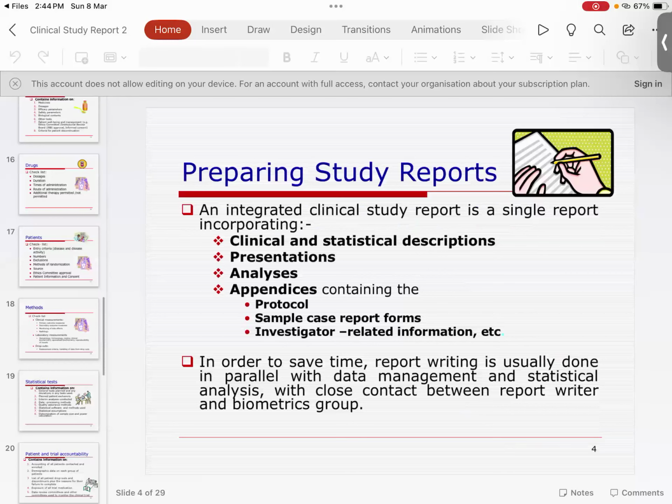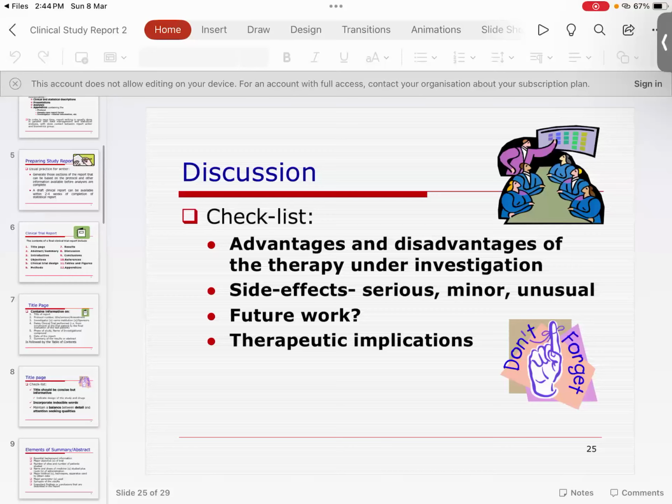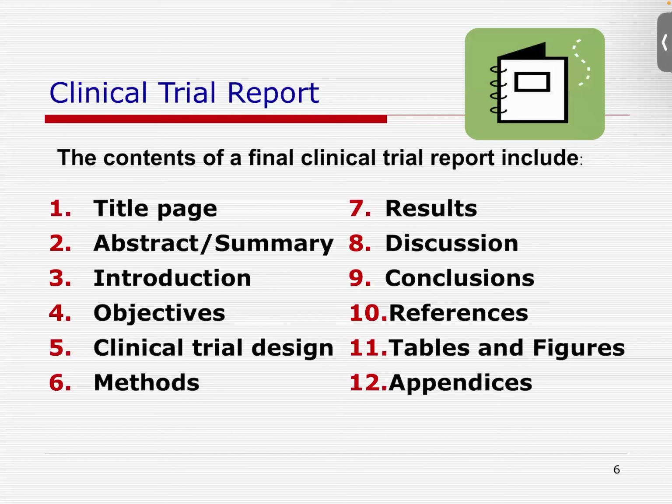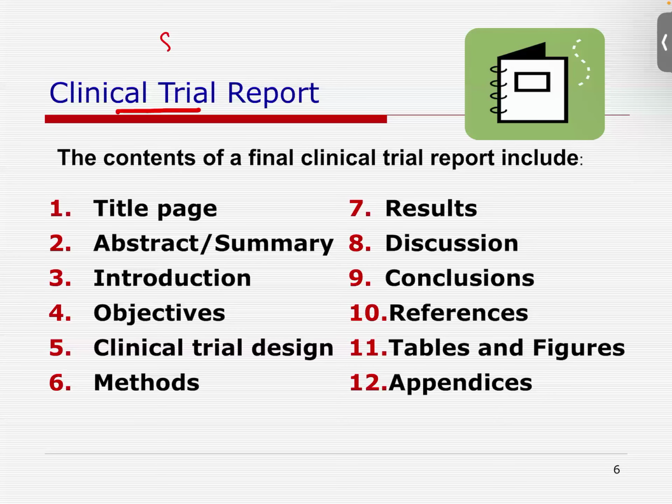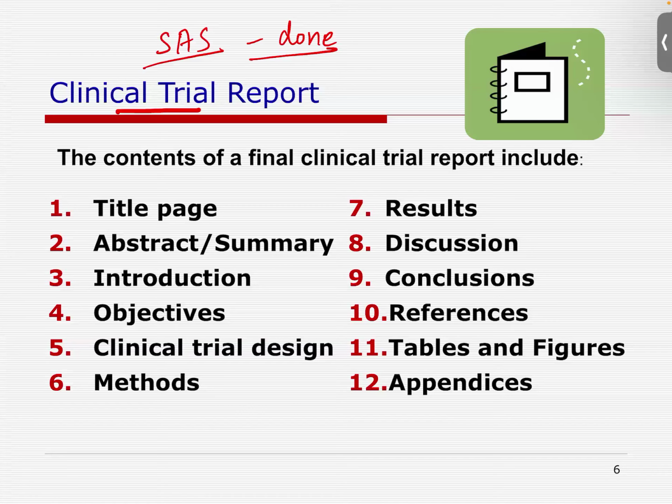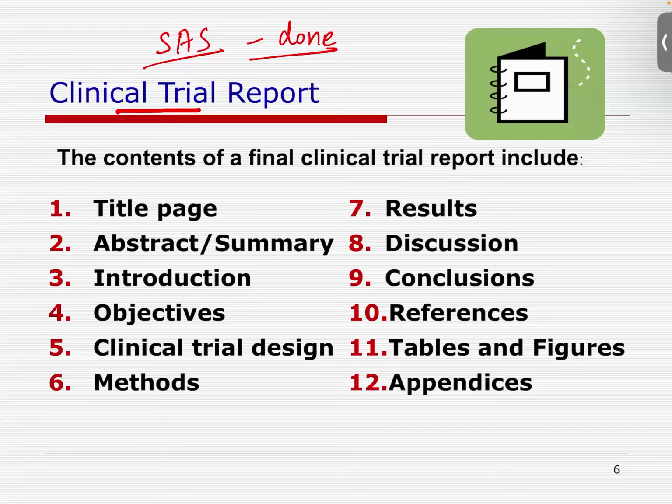Here it is. So now the clinical study report, or you can say the clinical trial report, is written once the SAS analysis is done. Once the database lock is done and your statistical team completes the analysis, then you are the one who is shaping up the clinical study report. Now, a lot of information we take from our very protocol.